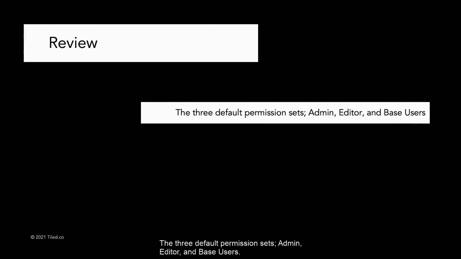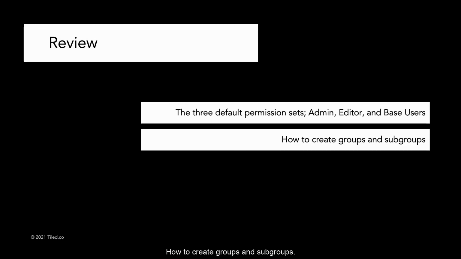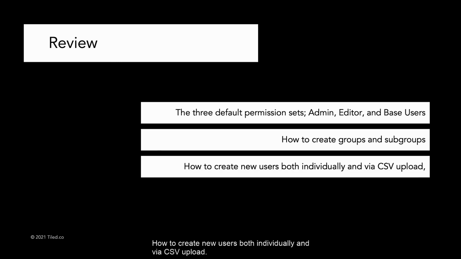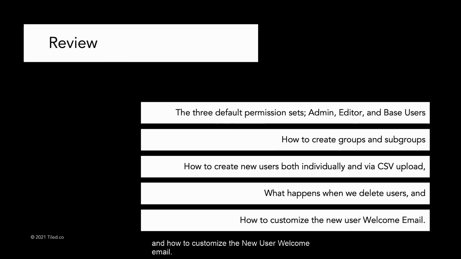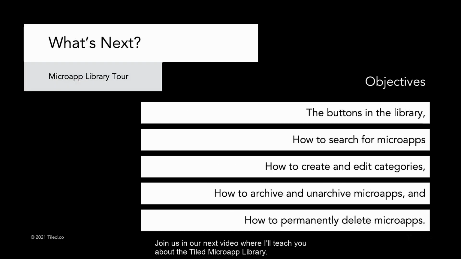Let's do a quick review. We learned about the 3 default permission sets: admin, editor, and base users, how to create groups and subgroups, how to create new users both individually and via CSV upload, what happens when we delete users, and how to customize the new user welcome email. Join us in our next video where I'll teach you about the Tiled micro app library.